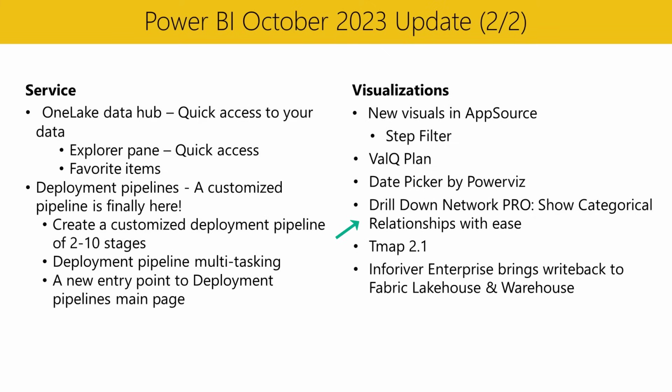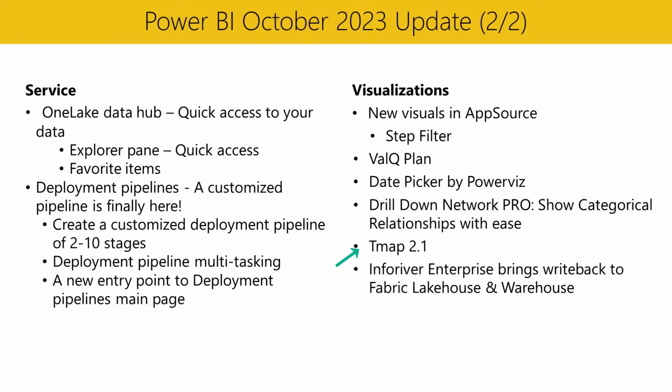Next, we have Drill Down Network Pro, show categorical relationships with ease. Drill Down Network Pro by ZoomCharts is designed for effortlessly visualizing categorical data and automatically detects relationships based on a category structure. Using your existing category-based data with few adjustments, quickly create an interactive chart that makes the relationships between each data category easy to read.